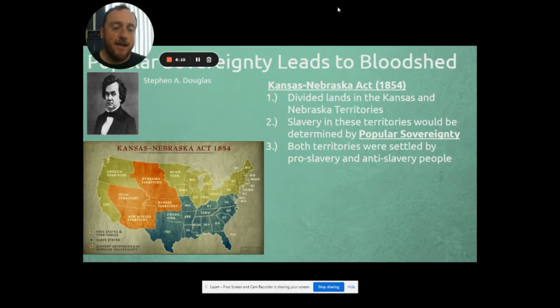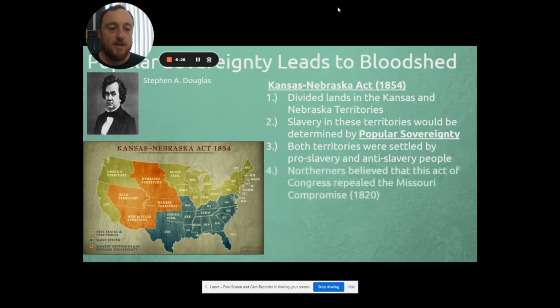The problem in Kansas and Nebraska territories is that you had a coming together of people that were pro-slavery and people that were against slavery, your abolitionists, as they're called. So you had this heated debate going on there between these two groups. They tried to decide whether there should be a free territory or a slave territory. I keep saying state, I mean territory. Sorry.